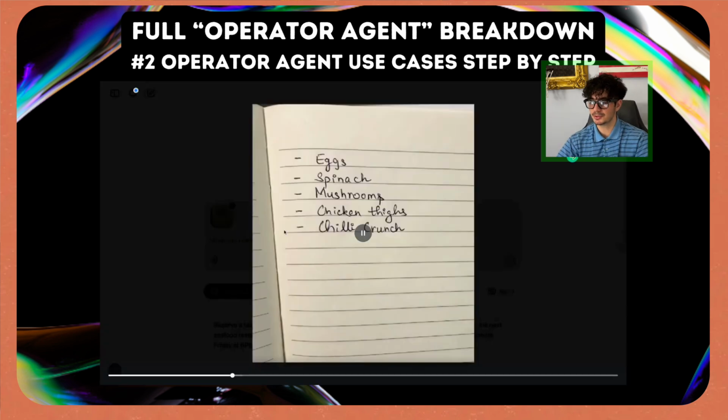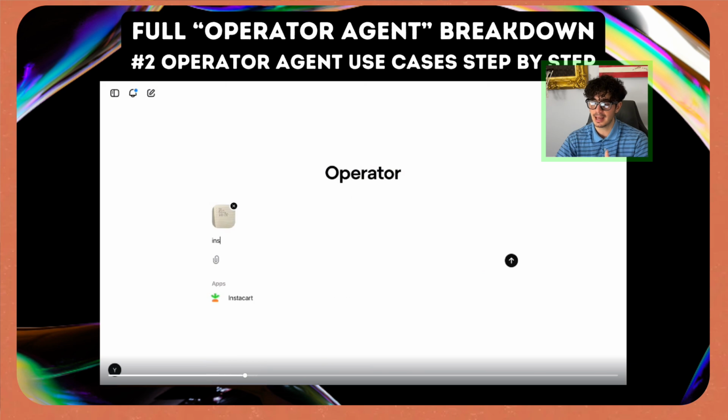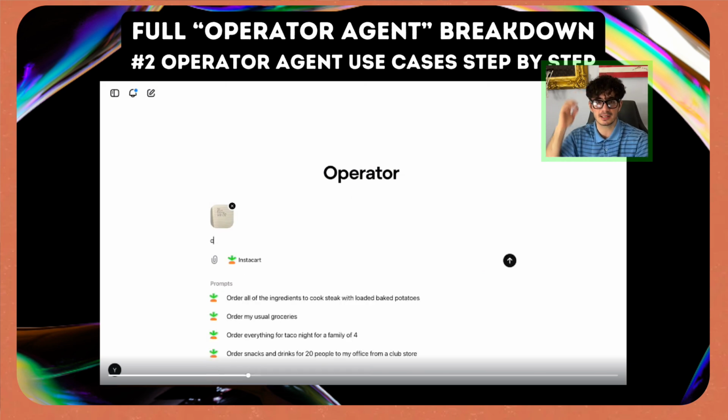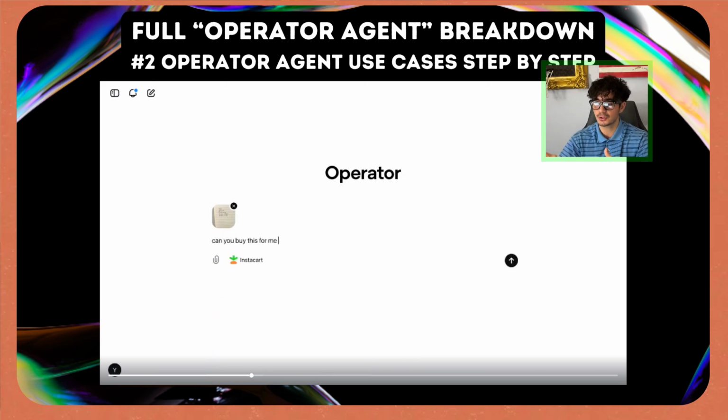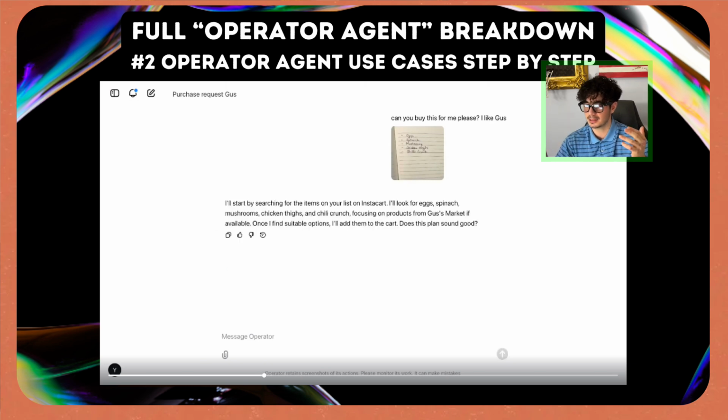Now, use case number 2, guys, is showing off the multimodal capabilities of the operator agent, because the user is sending in an image of a grocery list that they want to get done. And so they're going to use Instacart to get this done, and they're going to also prompt the AI with the specific grocery store that they want the agents to use. And so the grocery store is called Gus, and they used the Instacart app to actually get this done.